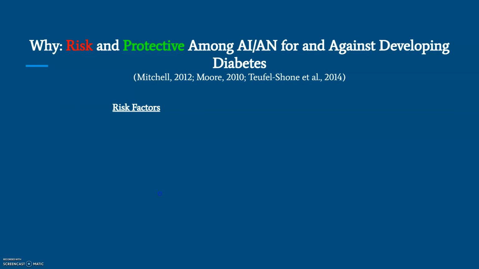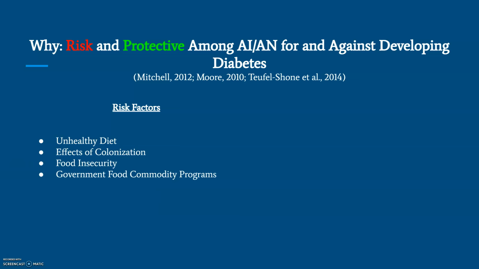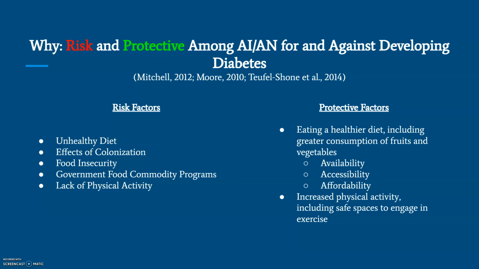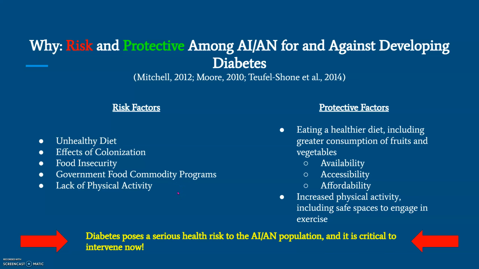Whoa, that was exciting. All right, risk factors: unhealthy diet, effects of colonization, food insecurity, government food commodity programs, lack of physical activity. What are the protective factors? Eating a healthier diet, including greater consumption of fruits and vegetables, availability, accessibility, affordability, increased physical activity, including safe spaces to engage in exercise. Diabetes poses a serious health risk to the American Indian population, and it's critical to intervene now.